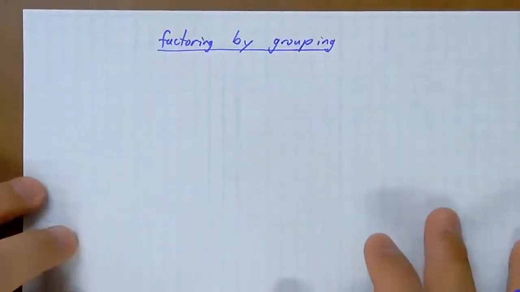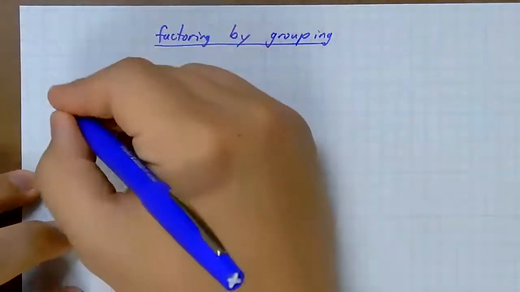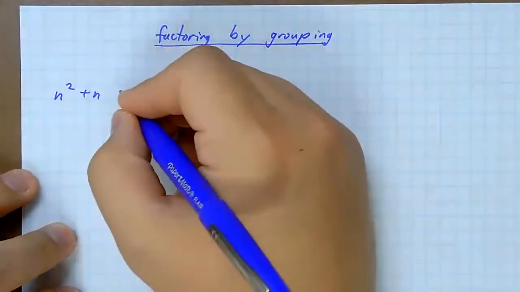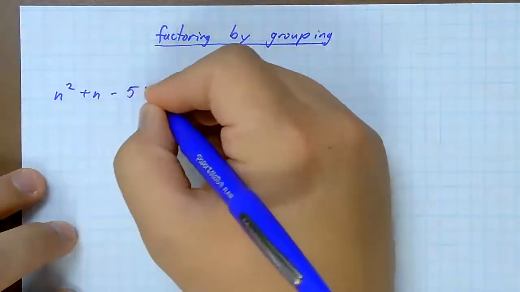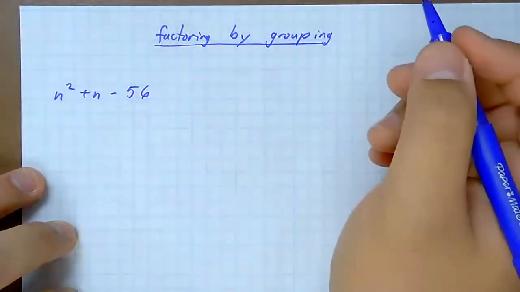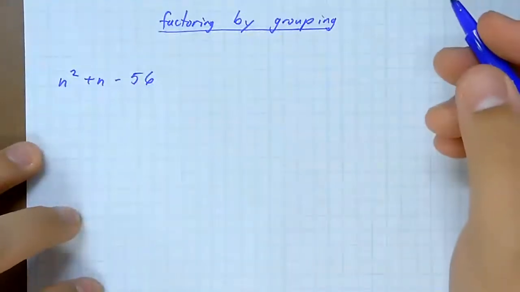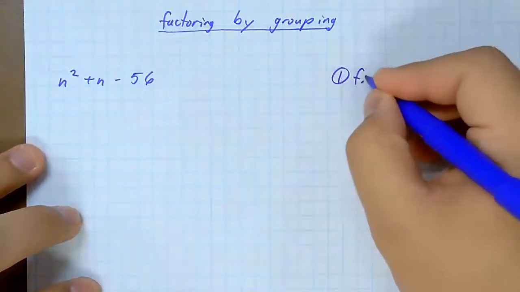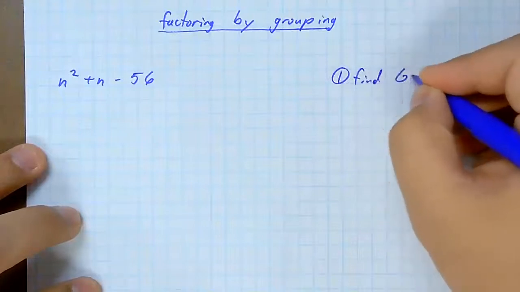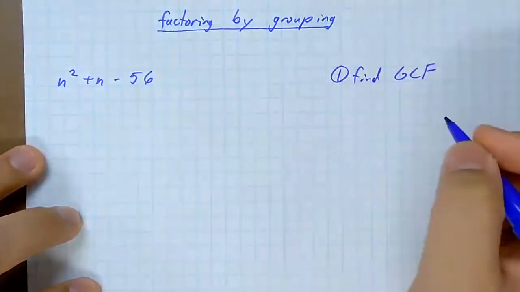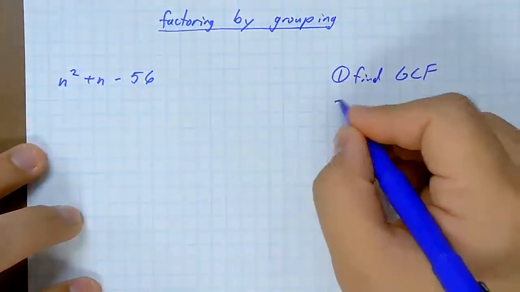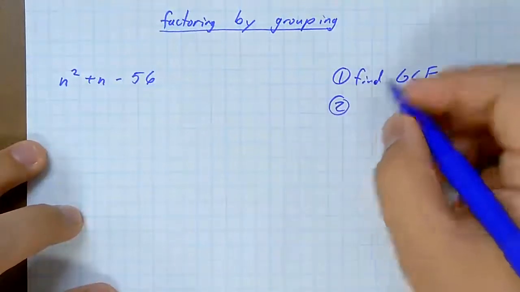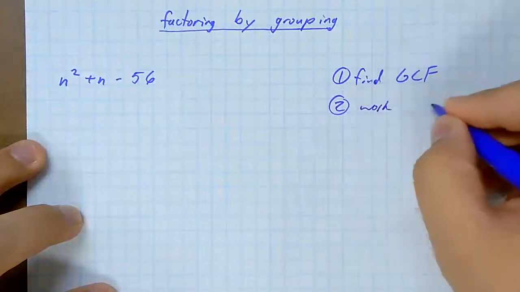Let's take a look at a fairly basic example where we have n squared plus n minus 56. Okay. Now, step one remains the same. If there's a GCF, we need to find the GCF. In this case, there isn't one, so we can move on to step two. Step two remains the same as well. Go to diamond.